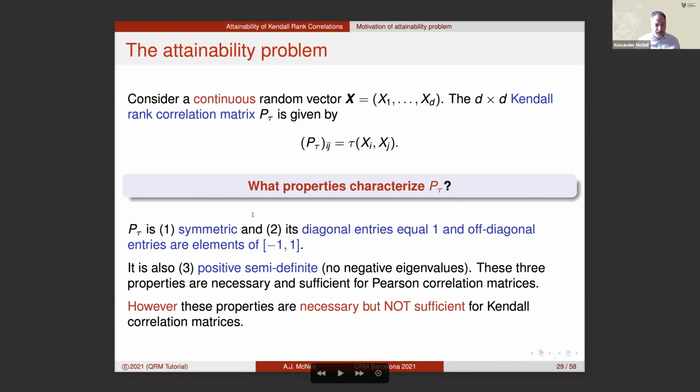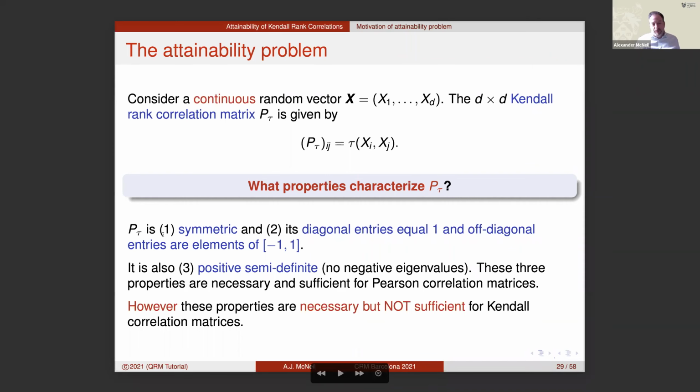Let me tell you 3 things that must be true. This matrix must be symmetric, because the rank correlation between i and j must be the same as the rank correlation between variable j and variable i, so you can change the order. On the diagonal, it must equal 1, because the correlation of any variable with itself is 1. And off the diagonal, the entries must be between -1 and 1. A third thing that needs to be true is that it needs to be positive semi-definite, so it can't have any negative eigenvalues. This is a known property of correlation matrices.